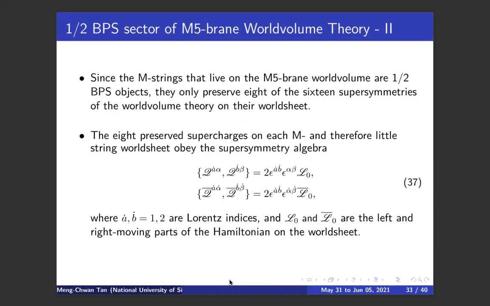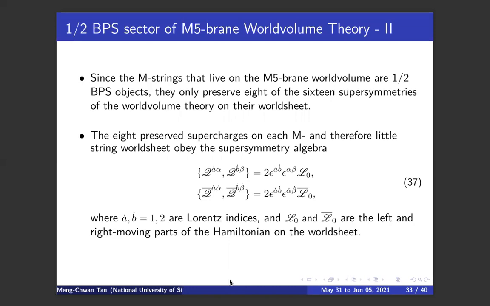So in the M5 brane, of course, there are M strings that are living inside. Okay, which we already said are the M2 branes wrapping the 11th circle and then being embedded in the M5 brane world volume itself. And these will descend to NS5 theory in type 2A with little strings inside. Okay, so since the M strings that live on the M5 brane world volume are half BPS objects, okay, so M2 branes are also half BPS objects, they will further break half of the supersymmetries of the 16 that live in the M5 brane world volume. So there are only 8 of them. Okay, so they will only preserve 8 of the 16 supersymmetries on the worldsheet. These M strings will preserve only 8 of the supersymmetries.